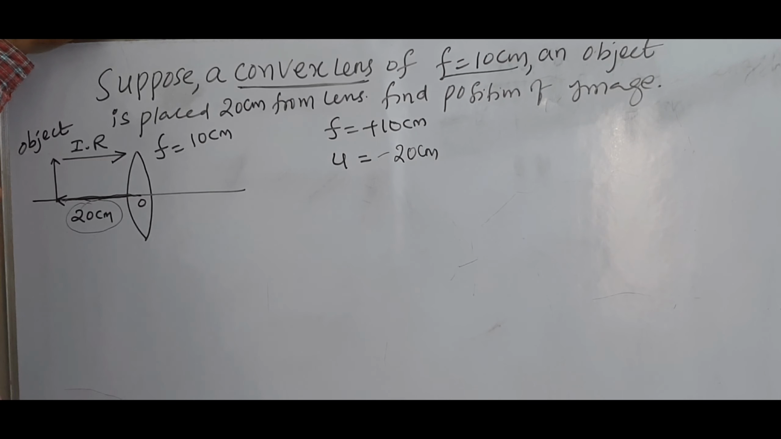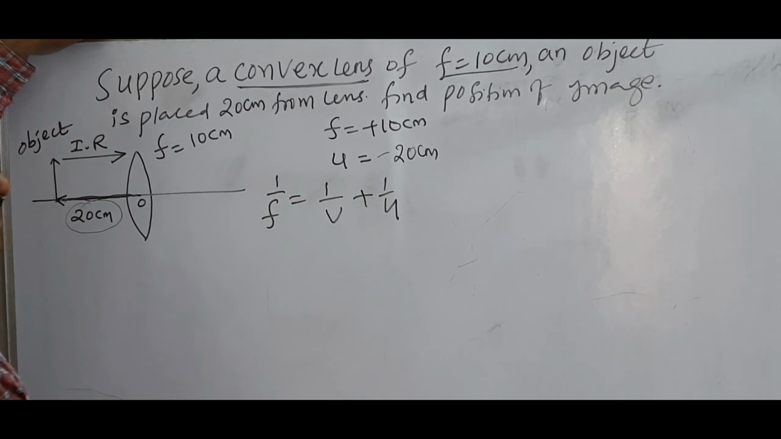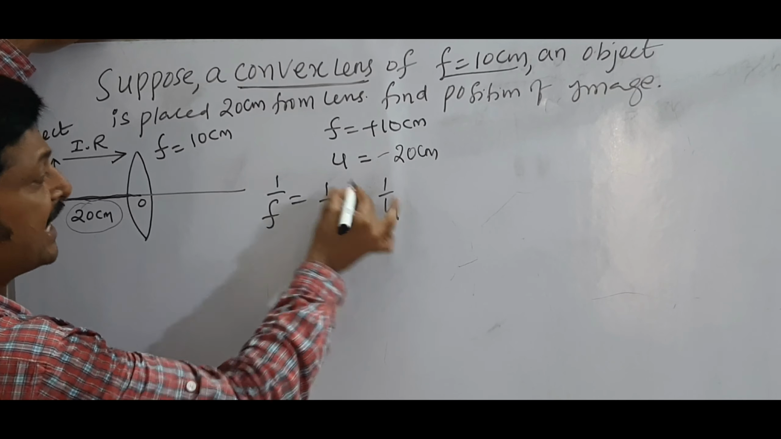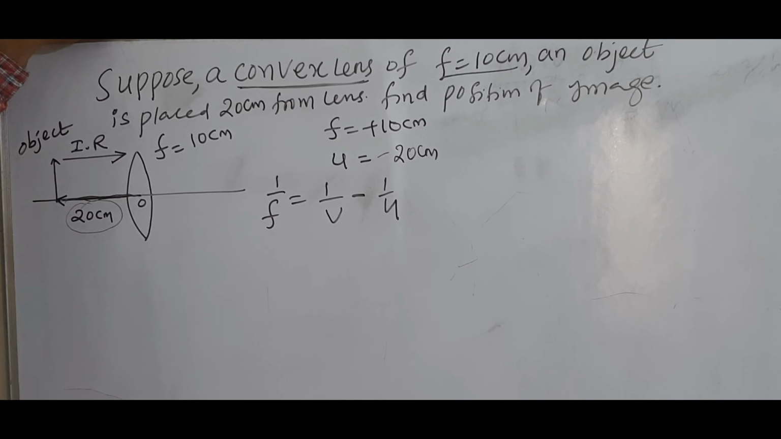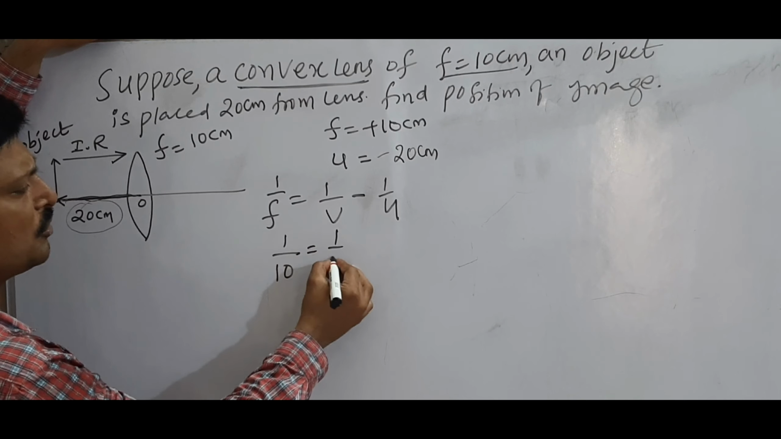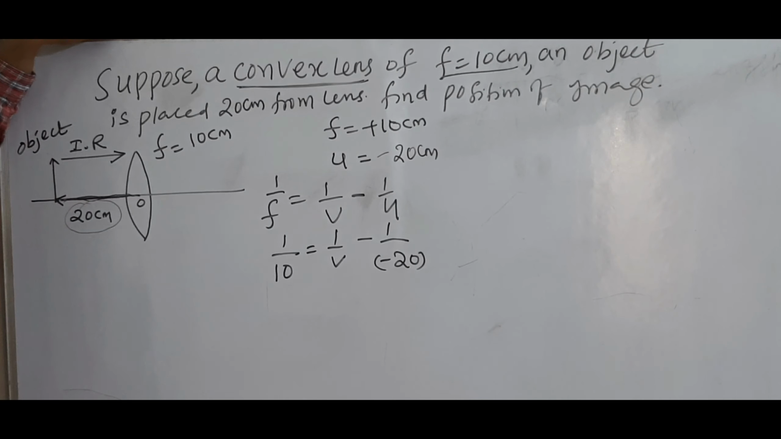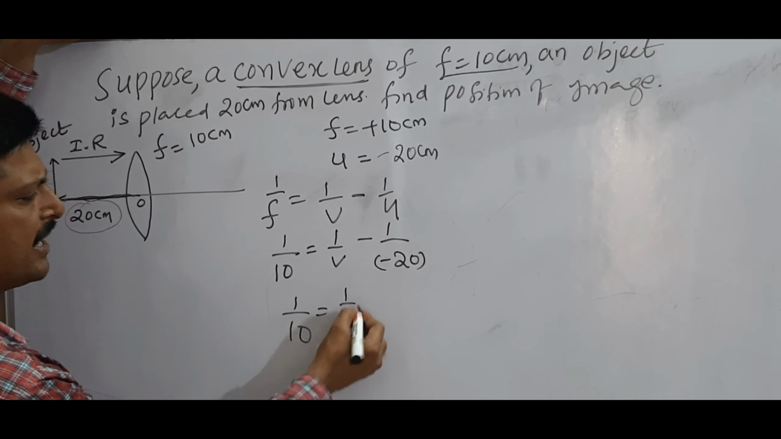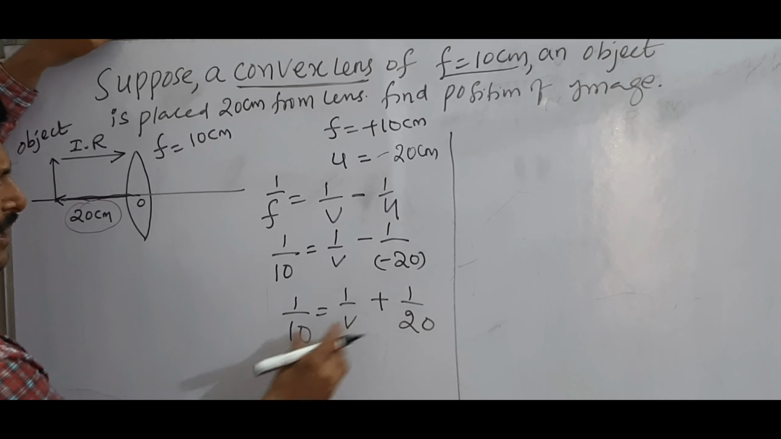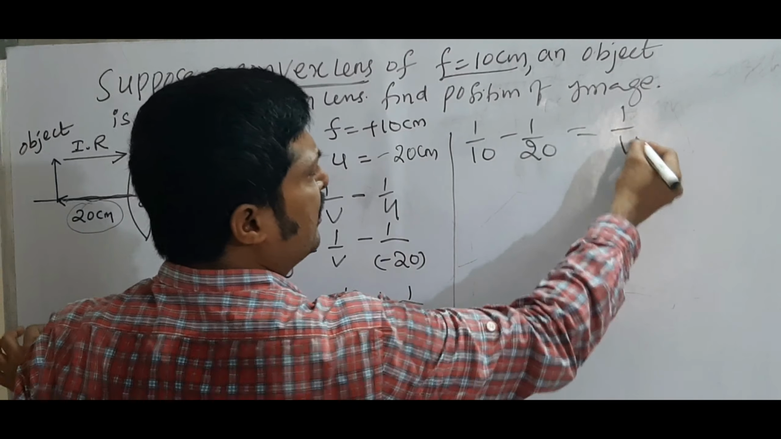Then apply the lens formula. You know the formula is 1 by f is equal to 1 by v plus 1 by u. No, this is the mirror formula. So 1 by f equals 1 by v minus 1 by u. This is the lens formula. Then apply here: f means 1 by 10 is equal to 1 by v minus u, where u is equal to minus 20 centimeters. So 1 by 10 equals 1 by v minus into minus, plus 1 by 20. Right? 1 by 20 comes to this side. 1 by 10 minus 1 by 20 is equal to 1 by v.